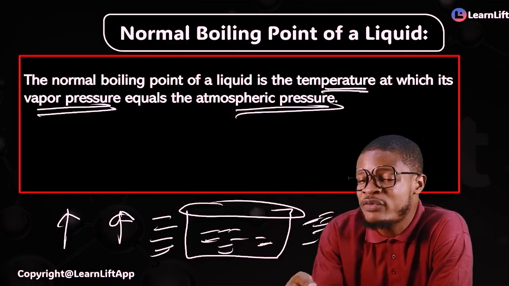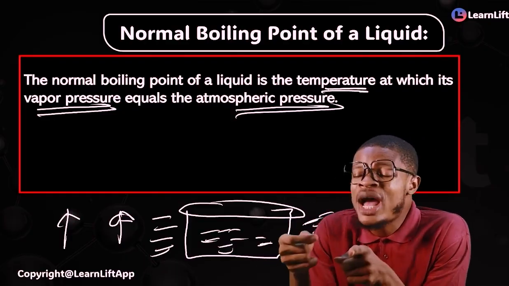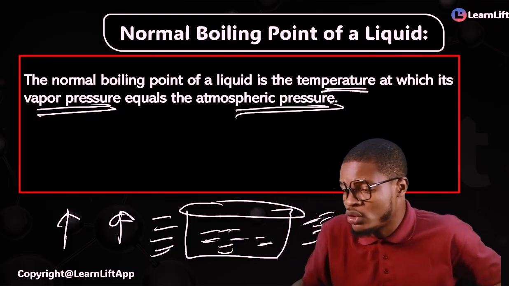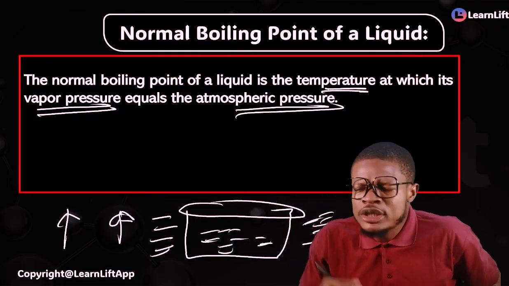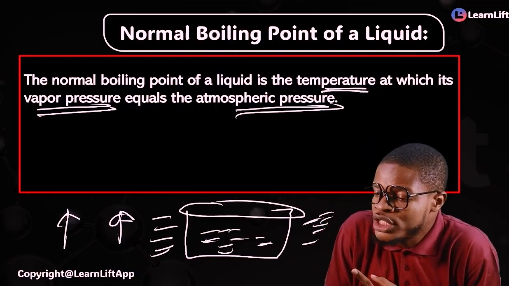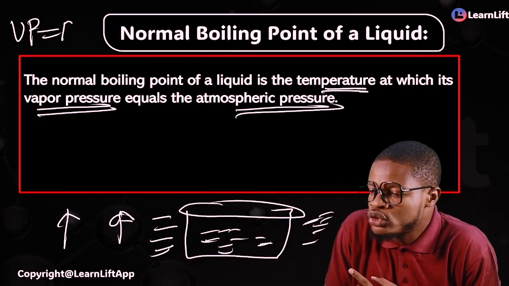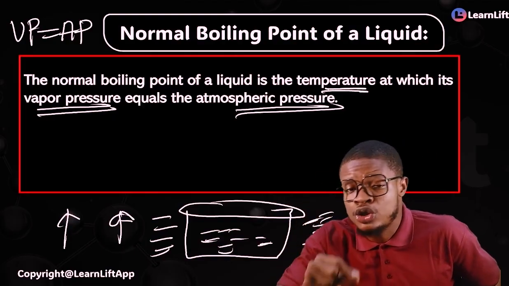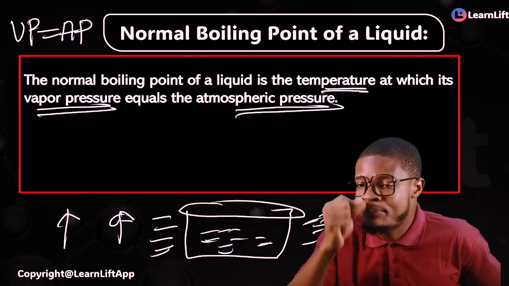What is the normal boiling point of a liquid? It is the temperature at which vapor pressure, Vp, equals atmospheric pressure. Again, for the last time, what is the normal boiling point of a liquid? It is the temperature at which your vapor pressure equals atmospheric pressure. That temperature is called your normal boiling point of a liquid.